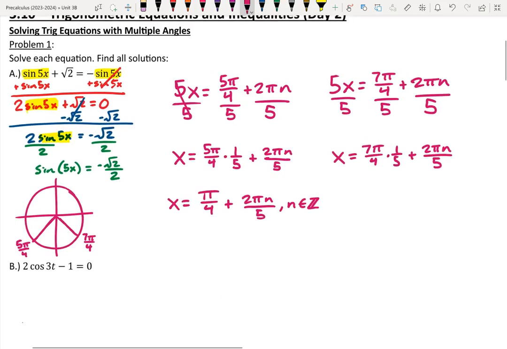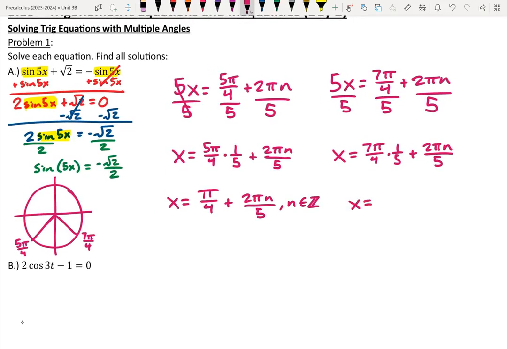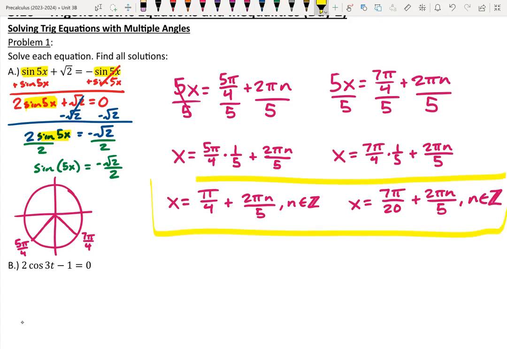And then our last answer here, x equals, what would be our final result there with the 7 pi over 4 times 1/5? 7 pi over 20, nothing cancels. I just multiply straight across. 7 pi over 20 plus 2 pi n over 5. N is an integer. And that would be our answer for problem A.